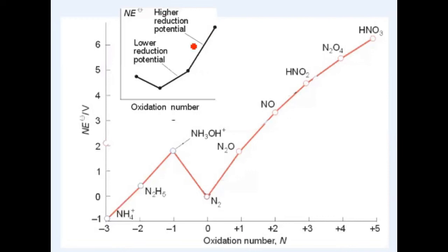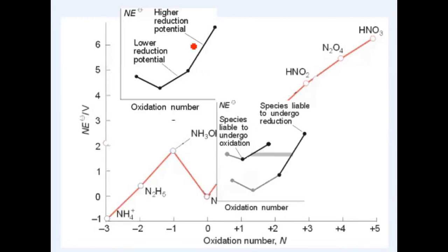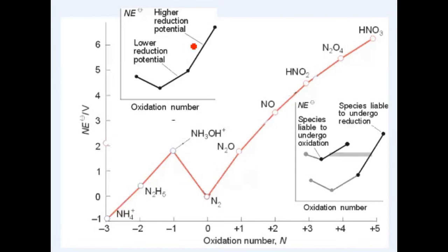What is the implication of knowing this term? If you are seeing that after getting the slope, the lower the reduction potential, the lower lying species will undergo oxidation. If there is a slope, you see that the lower lying species undergoes oxidation, and this one is undergoing reduction.